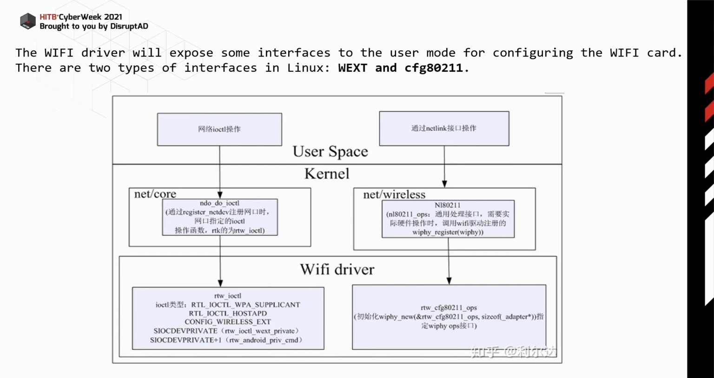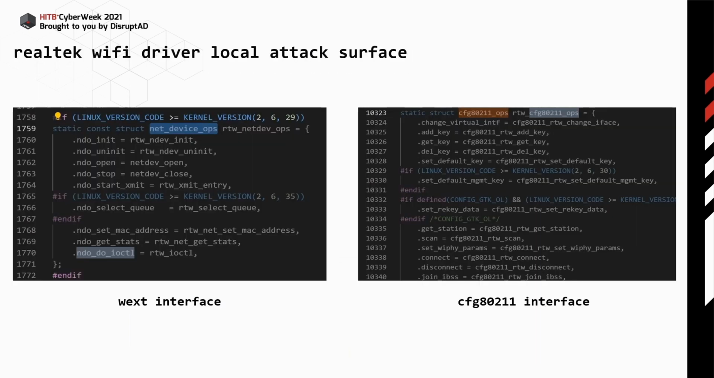In the current Linux kernel, the user mode and the Wi-Fi driver can communicate through WEXT or CFG80211. WEXT actually uses the ndo_do_ioctl callback function, and CFG80211 is implemented based on the netlink mechanism. Regardless of the mode, when the driver is processing data from user mode, it may cause vulnerabilities if the data is not carefully verified. The Realtek driver provides two implementations of the interface. I guess it is to support different versions of the Linux kernel.